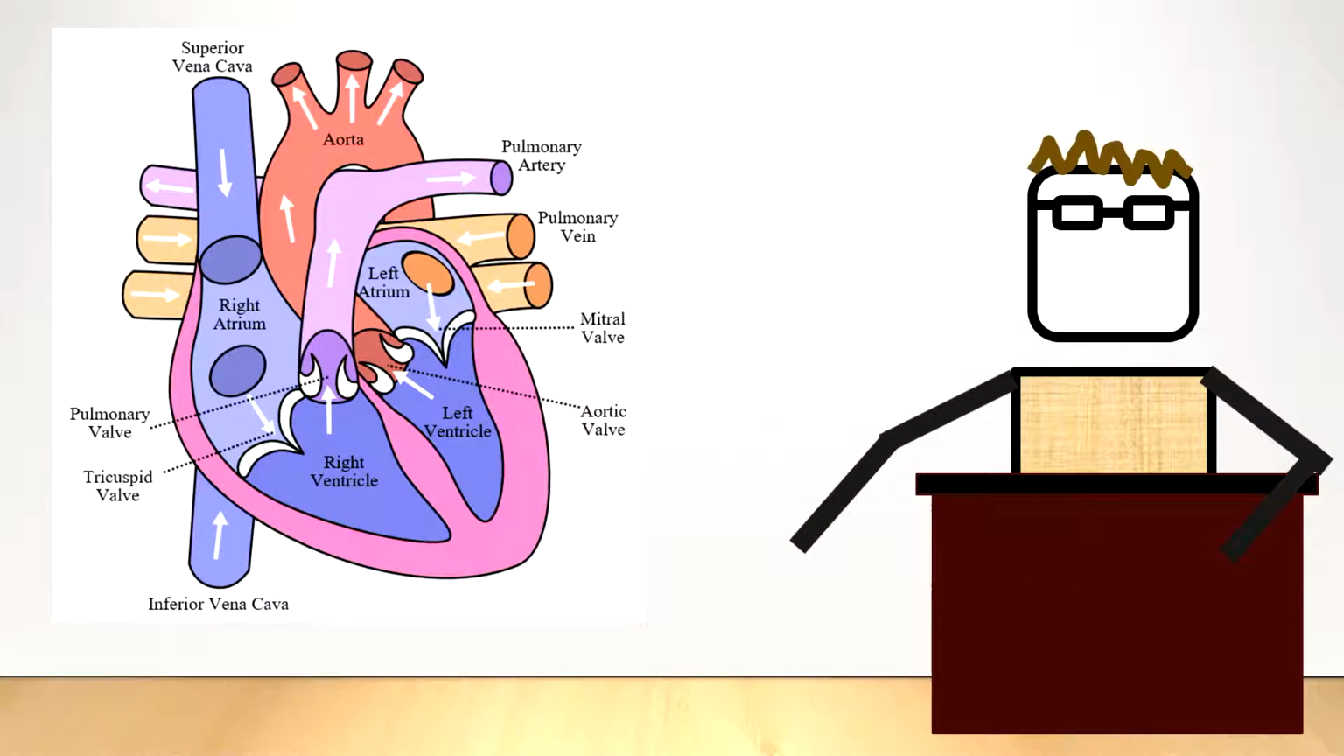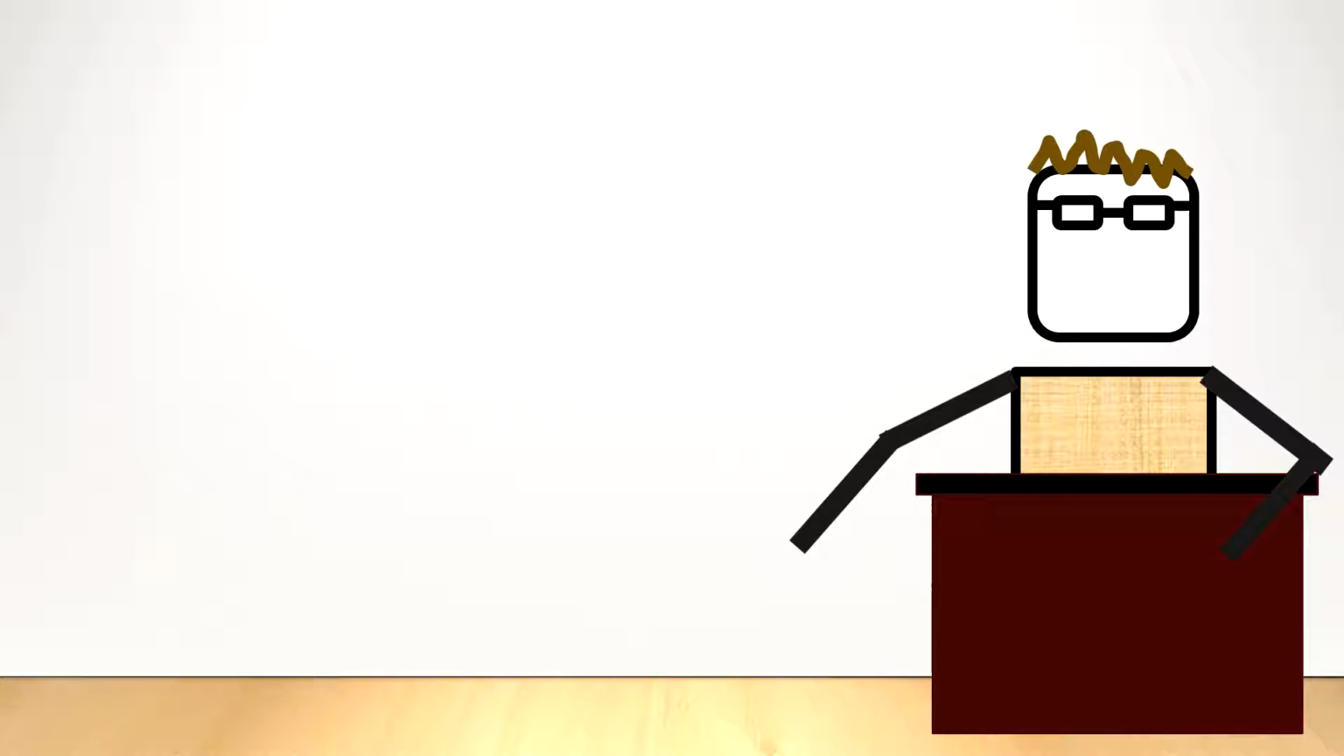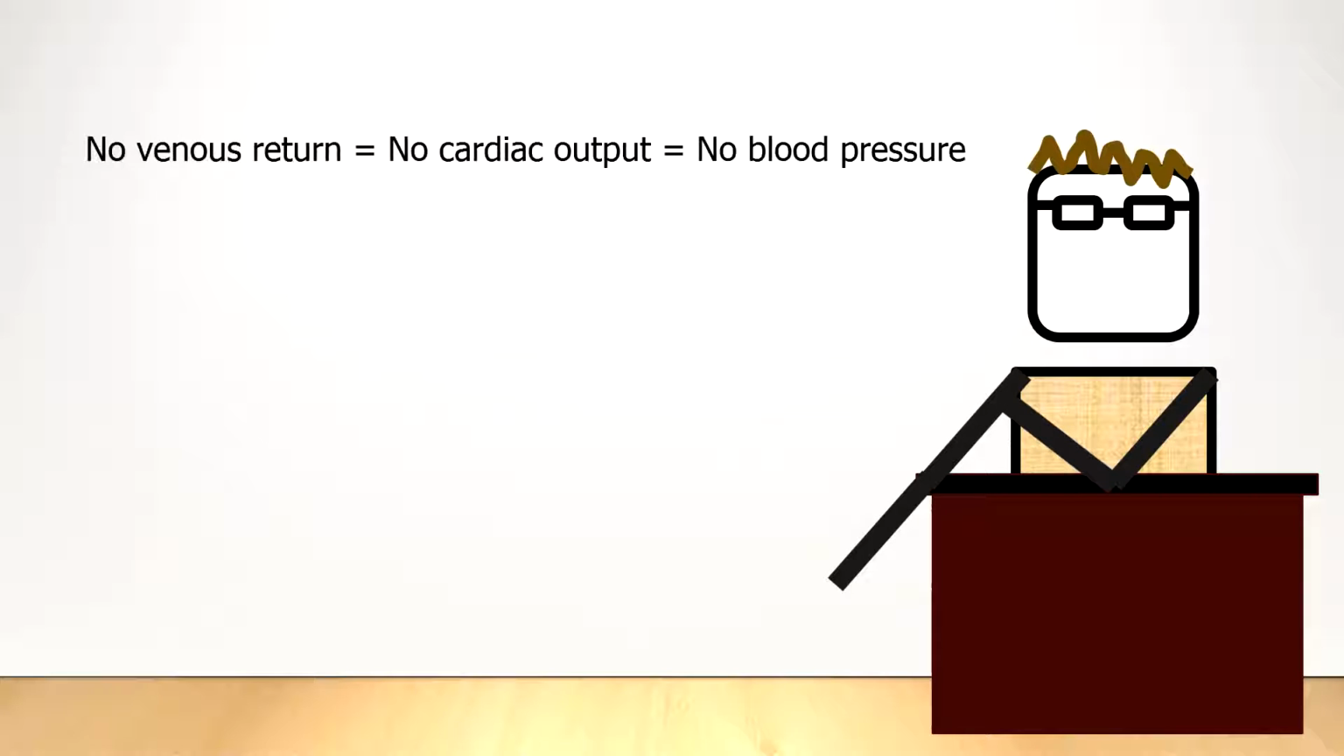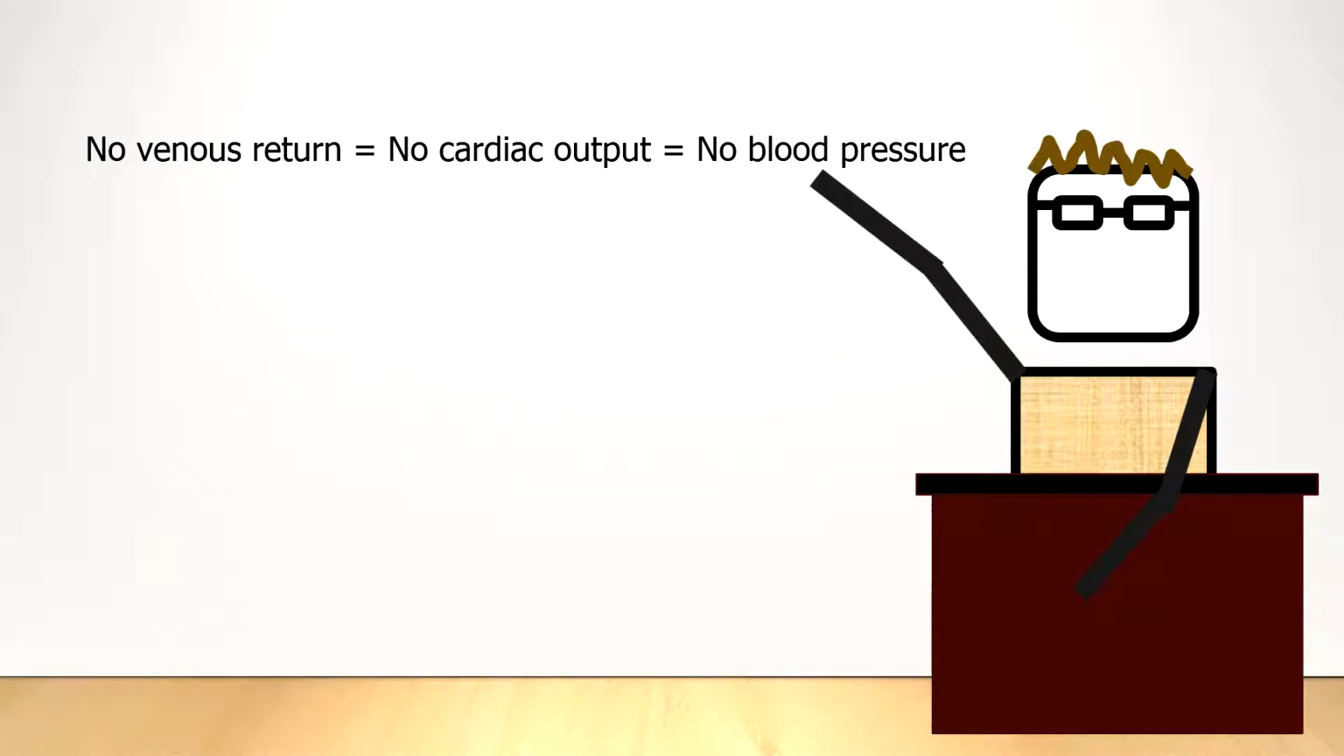As you can well appreciate, since this is all of the blood from your entire body going to your heart, if you have a low or no venous return, then there is no blood to supply the cardiac output. And having no cardiac output means the blood pressure goes down. And so this is the reason why positive pressure ventilation can cause hypotension.